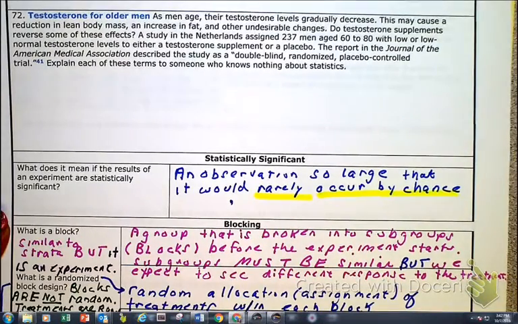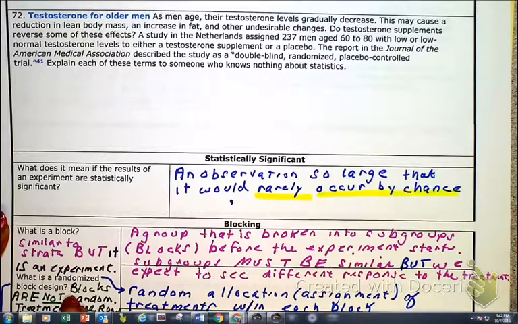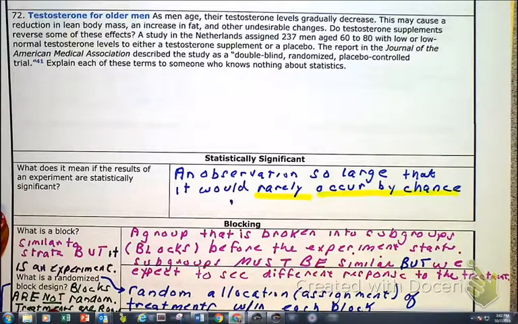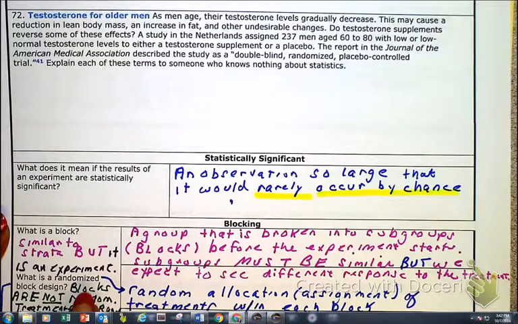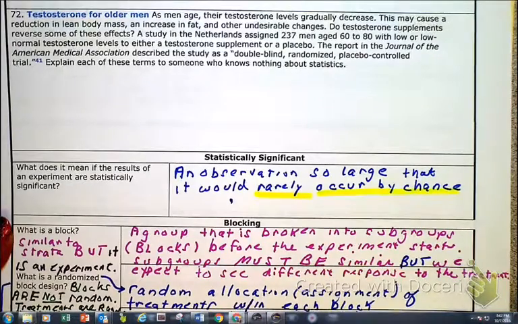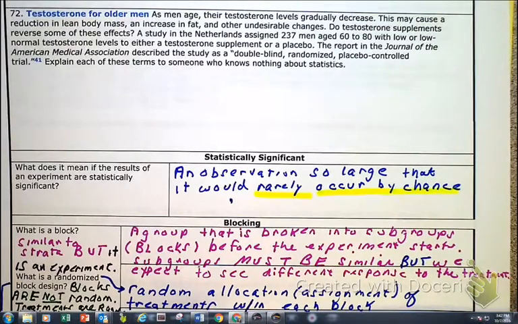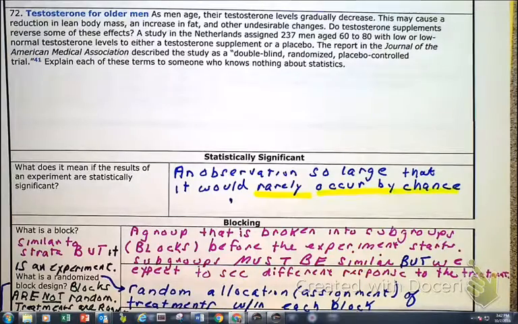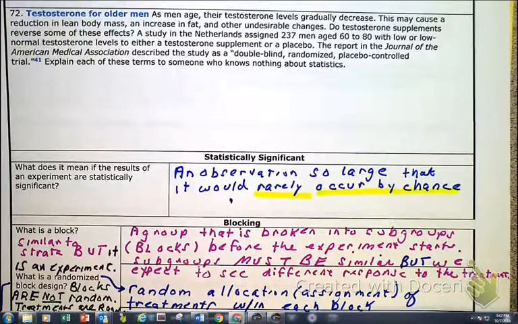And when it comes to the block, what is a randomized block design? So first of all, let me tell you what it's not. Blocks are not random treatments. They are random assignments of treatments. So let me say it again. The blocks are not random, but the treatments are random. Okay, so here, let me give you an example. If I have my male and my female, those are my blocks.